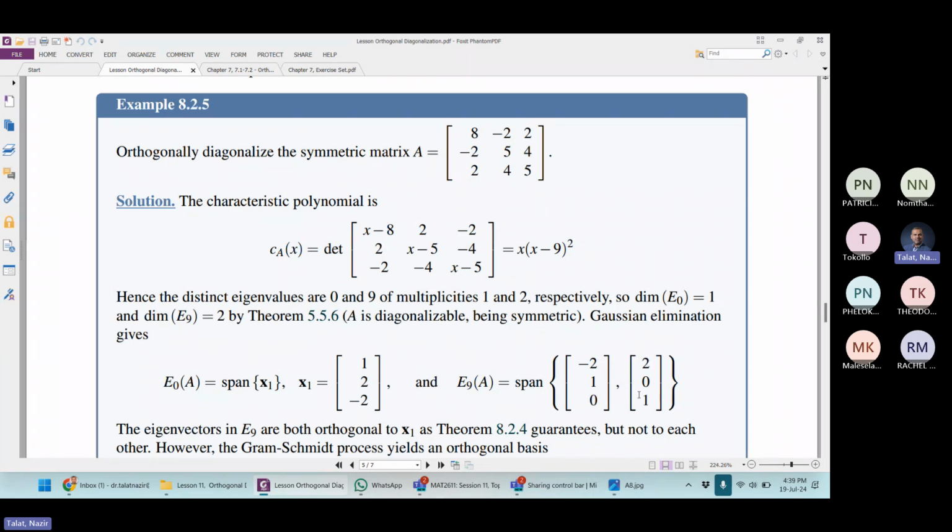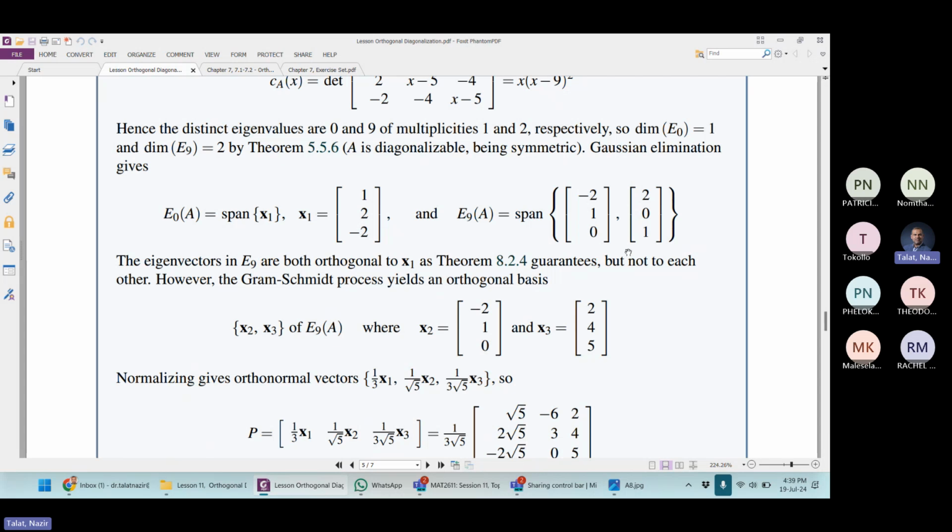You can check that this x1 is orthogonal to x2 and x3, but x2 and x3 are not orthogonal to each other. So what we need to do is apply the Gram-Schmidt process over here. Just take this as u1, this as u2, and apply the Gram-Schmidt process to make them orthogonal. Then also make them normal, just divide by the norm. And when you combine, you will get a matrix P where all these vectors are orthonormal.